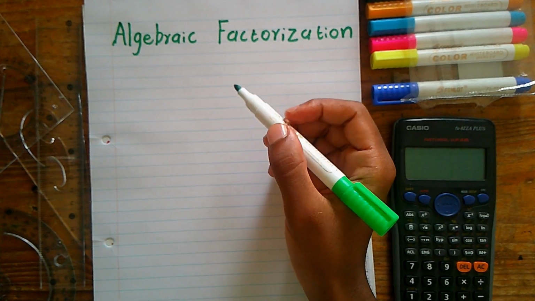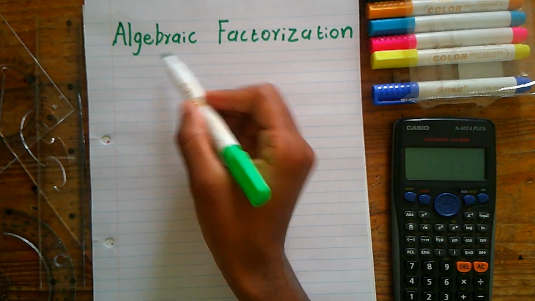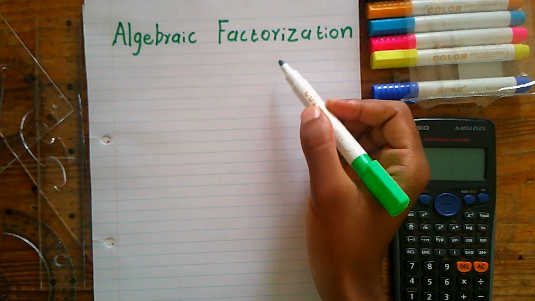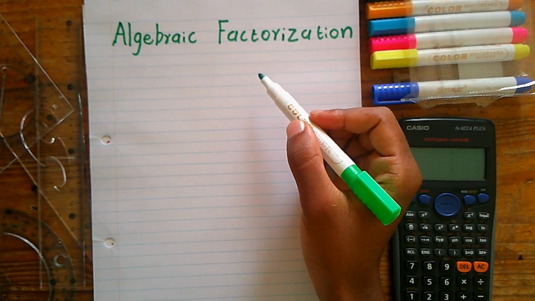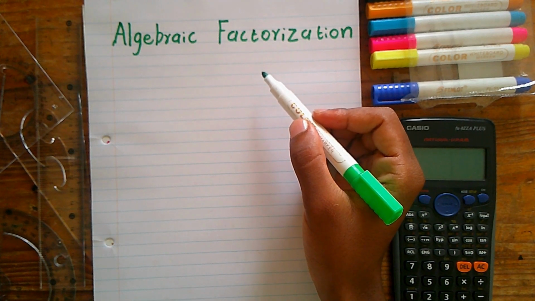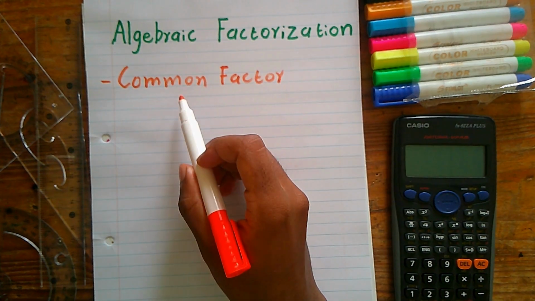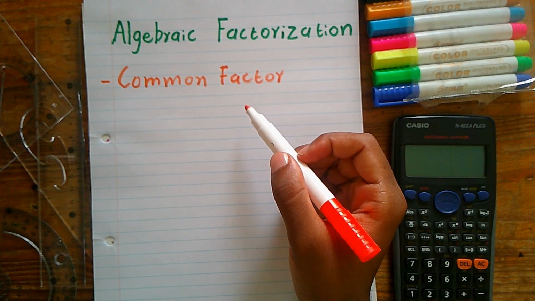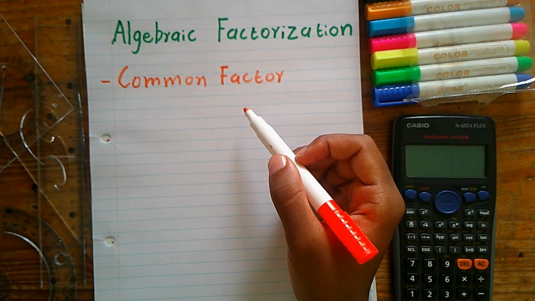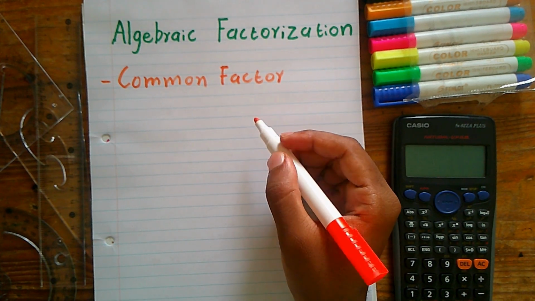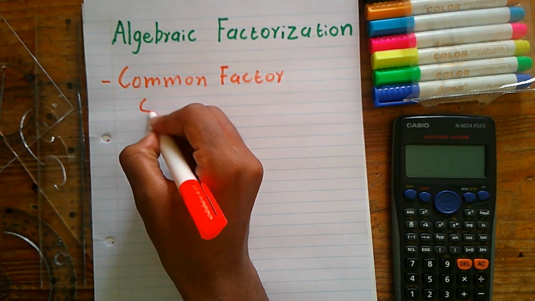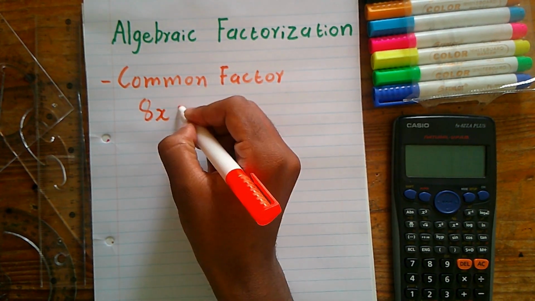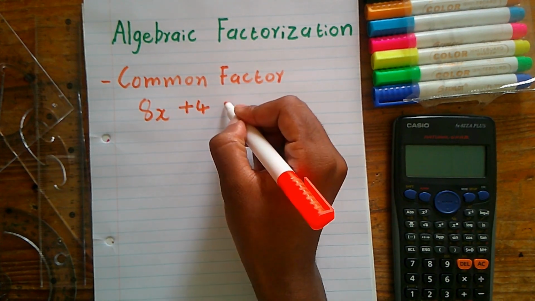The last part of our introduction video is algebraic factorization. There are 3 ways in which we can factorize an algebraic expression, and the first one is common factor. This is when we are given an algebraic expression and we take out the common factor to factorize that expression. For example, let's take the expression 8x plus 4.